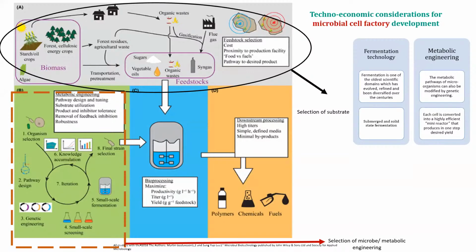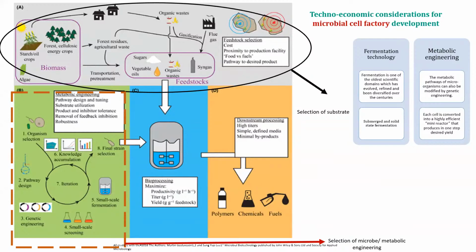Okay, it can happen that during your screening or small scale fermentation, your microbe is not giving you the desired result. This can be due to process changes also, like sometimes you are not able to optimize the process conditions. In that case, you have to go for process optimization, like growth conditions, and then you will be selecting your final strain. Once your final strain is selected, now you will be going for maximizing your productivity, your titer, and your yield.